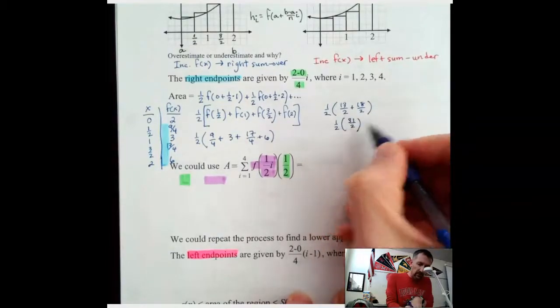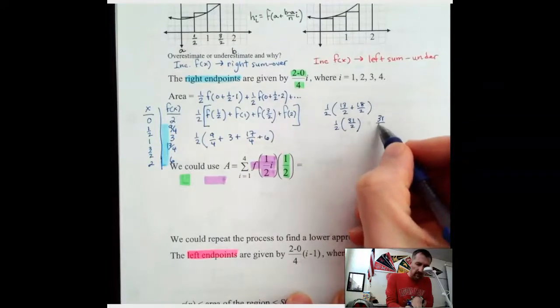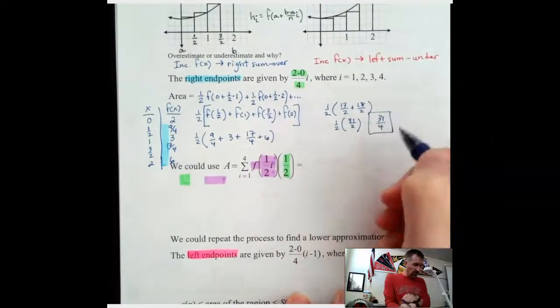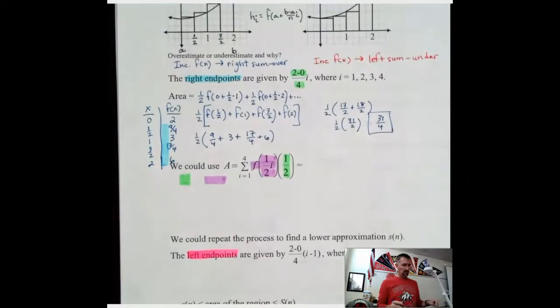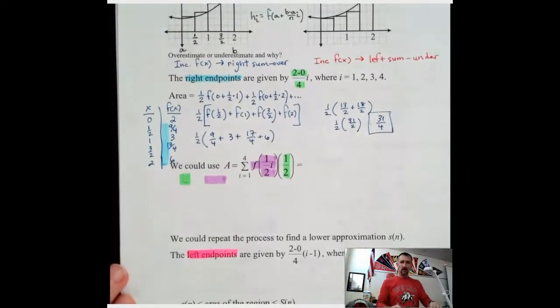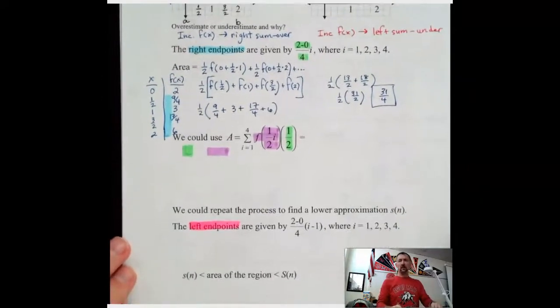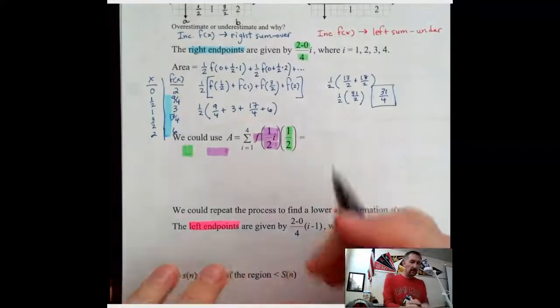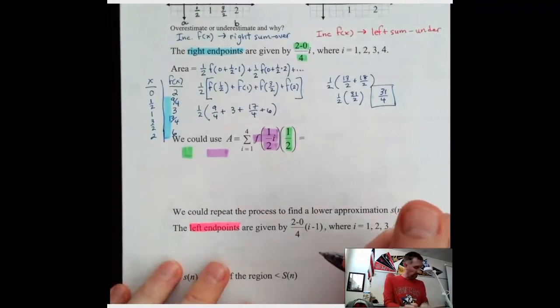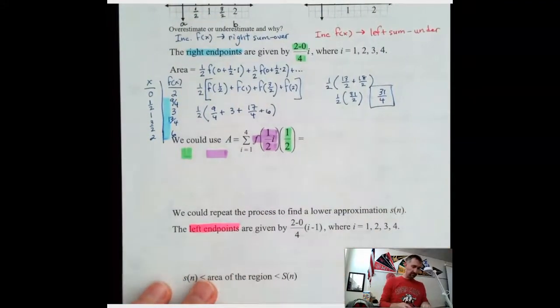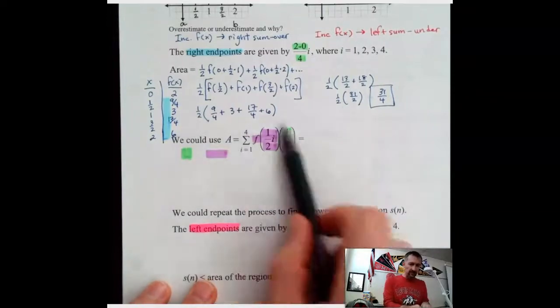31 over 2. So that's going to be 31 over 4. Okay? Now, clearly if we were going to do more rectangles, or even that was kind of cumbersome, but if the equation was more complicated, we would have some problems there. So what if we use this formula instead?